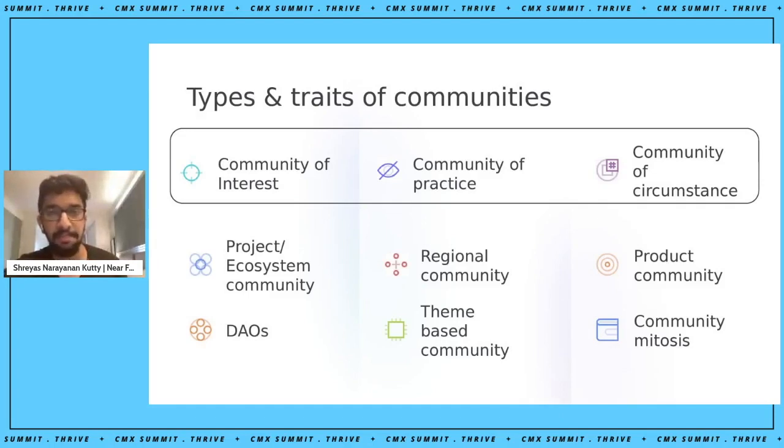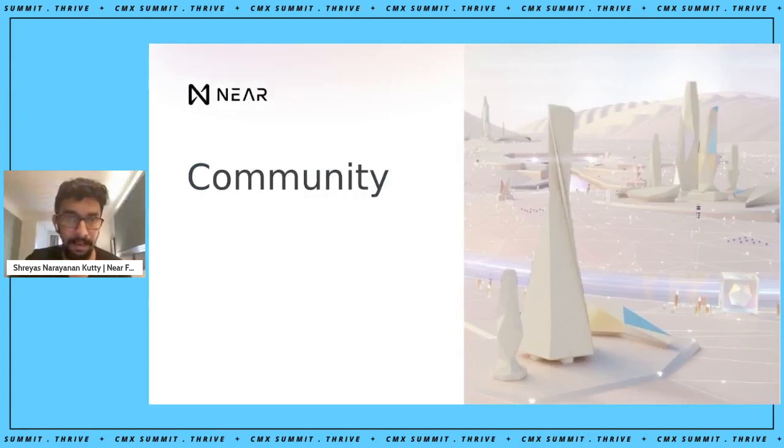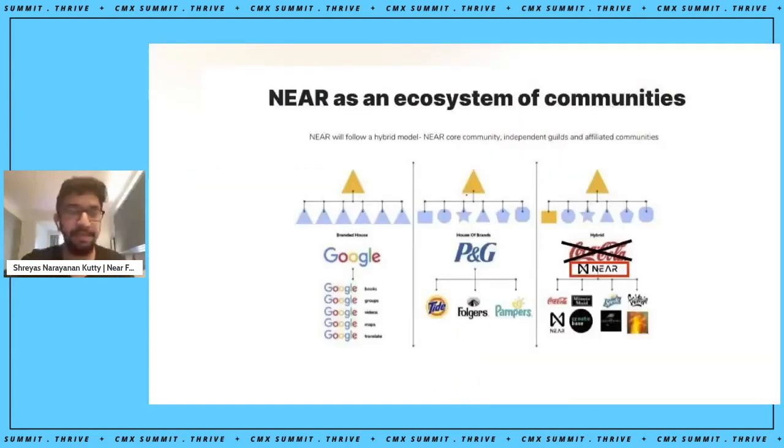So when you have one large community almost split to become multiple smaller communities that are a lot more focused than when they started. So, in terms of what the Near community is, right? The way we view community is an ecosystem of communities.